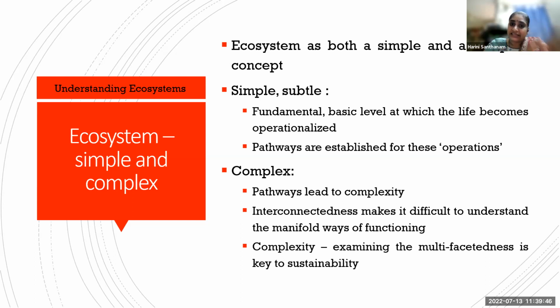I'm not talking about the cellular level, because the discussion that I want to take you forth is through all scales. I'm coming to that, but you can also think of a cell itself as an ecosystem in one way, right? So at a very basic level, life becomes operationalized. Then the pathways are established for these operations to go on. That is another very simple characteristic that we have picked up from our discussion till now about what an ecosystem is about. But we have to understand that the complexity sets in when we think about those pathways themselves, because of how these pathways happen.